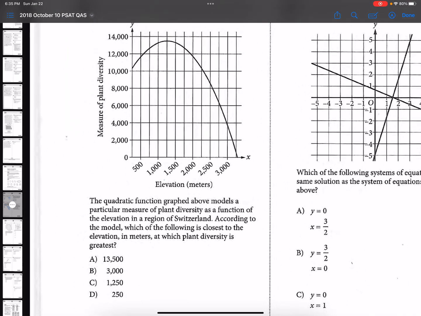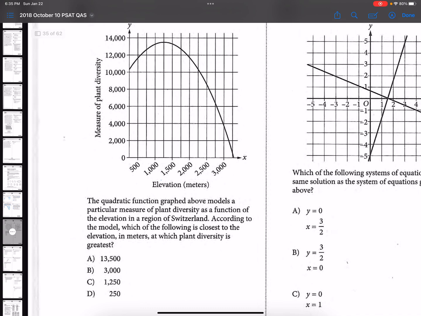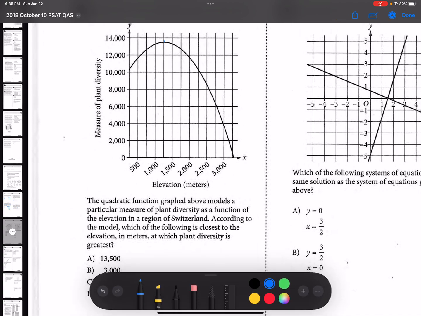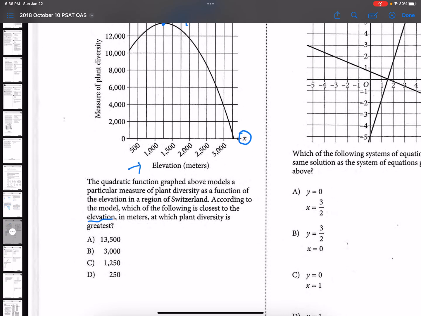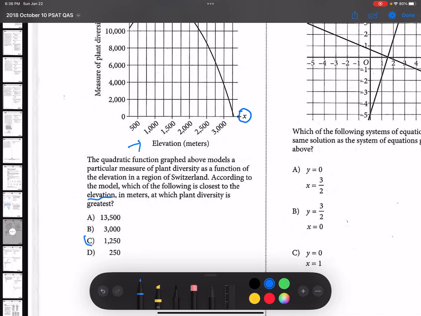Okay, number 5. So diversity is greatest. Greatest point is all the way up here. And we see that that is 1,250, comma, about like 13,500. Let's just say that. Well, because it asks closest to the elevation is the x, that means we're looking at the x point. So that means that 1,250 is our answer. So that means C is the answer.